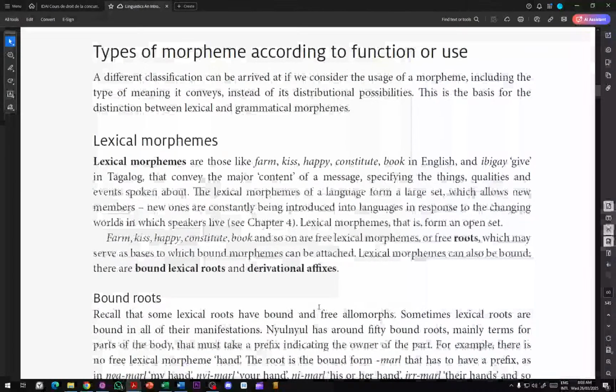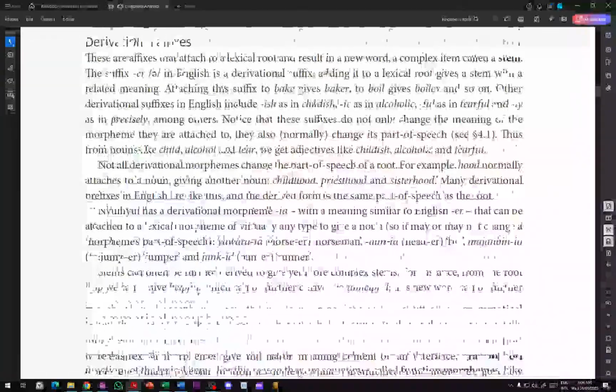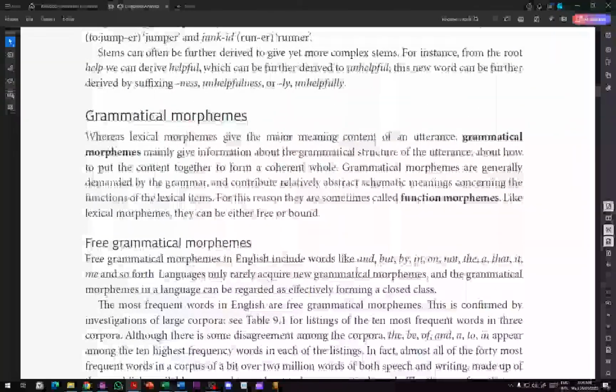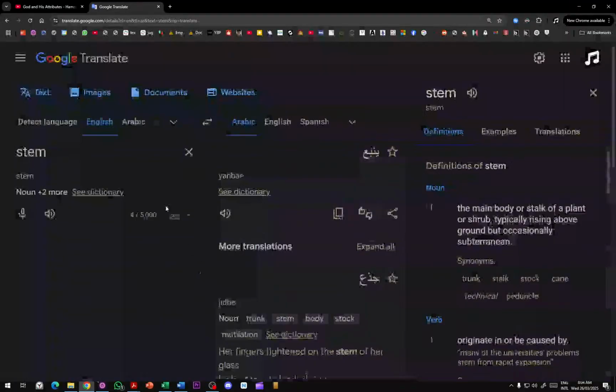I also have another question or another remark. Derivational affixes are not roots, are not lexical morphemes. He is distinguishing between bound lexical roots and derivational affixes. Okay, let's continue. Grammatical morphemes.